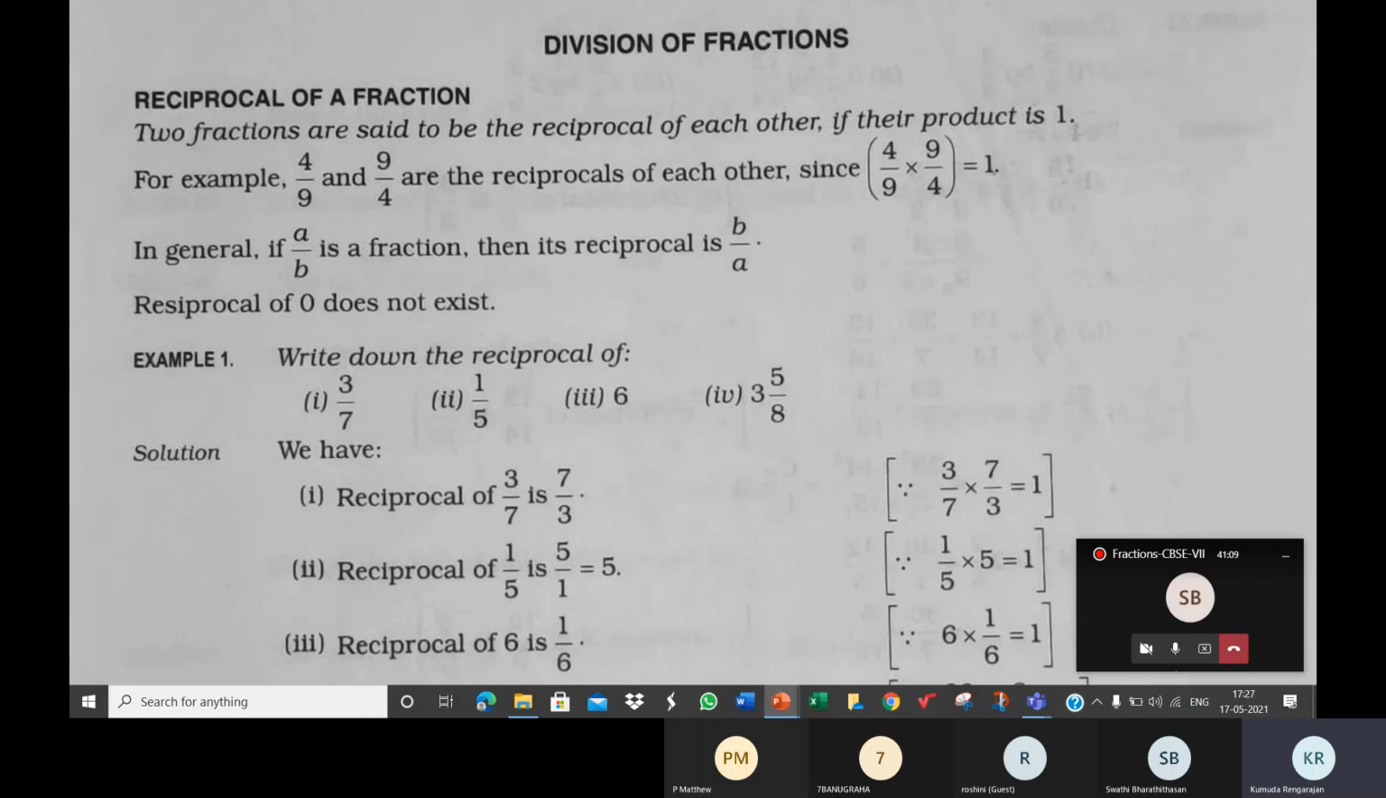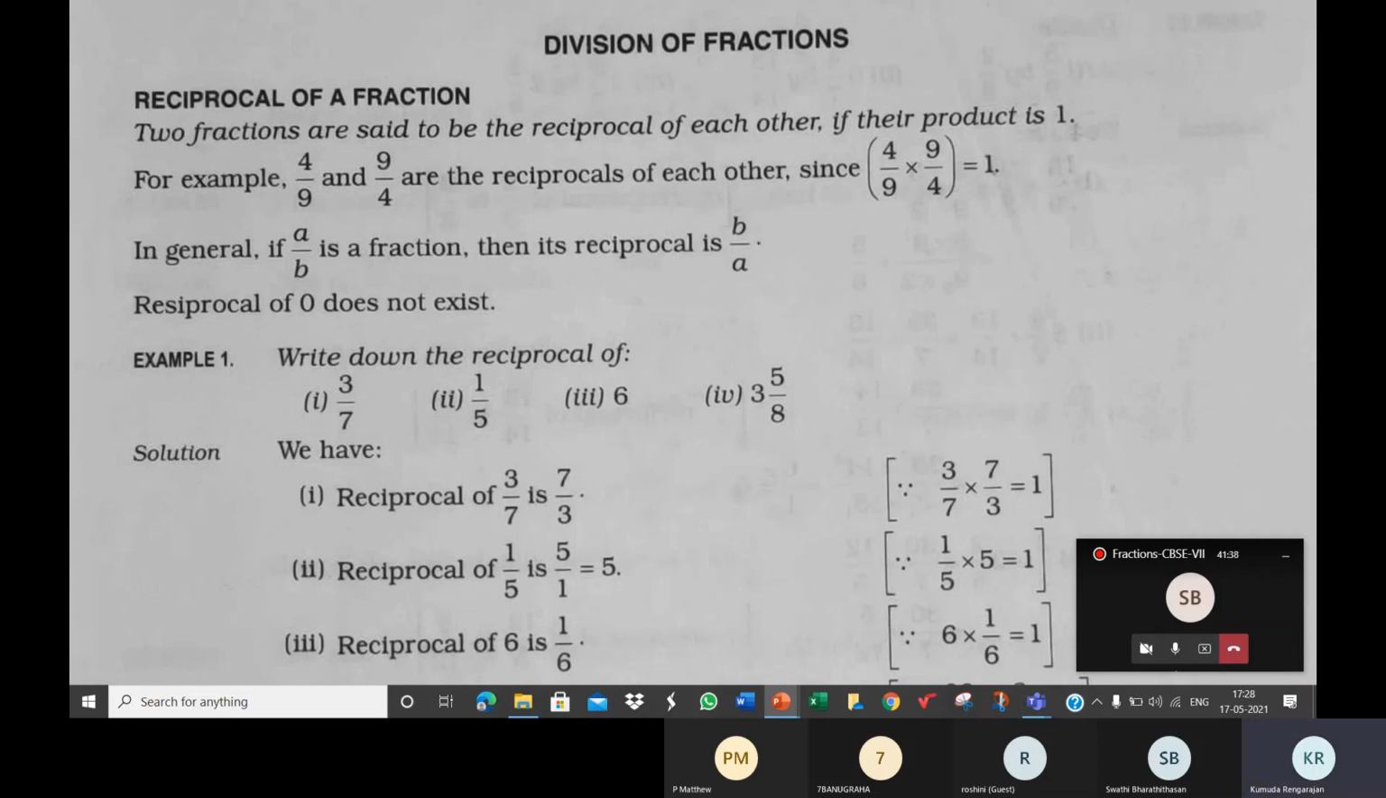What about the reciprocal of minus 5 by 6? Ma'am, minus 6 by 5. The minus can be just put in the middle. The reciprocal of minus 5 by 6 is minus 6 by 5.